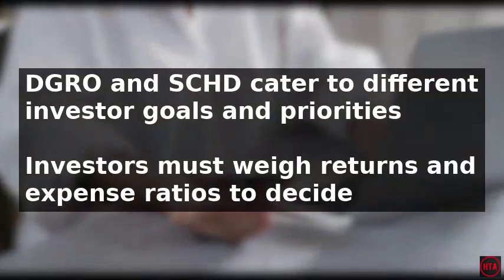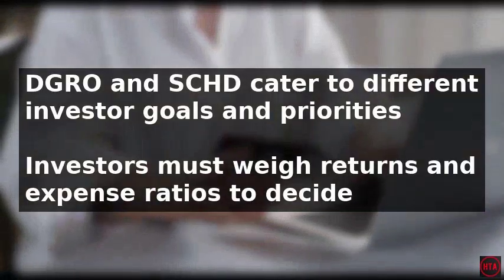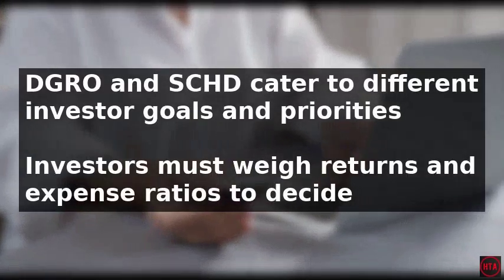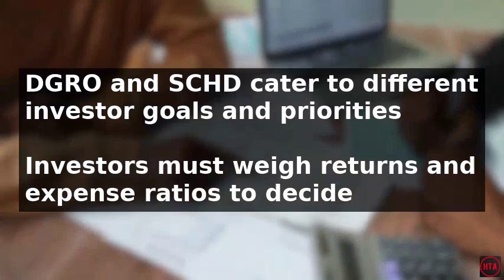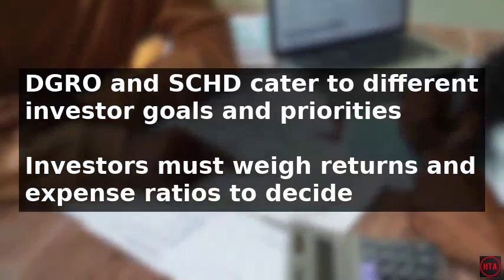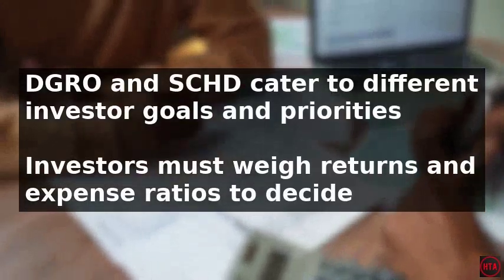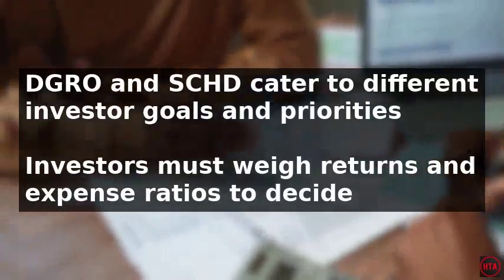Ultimately, determining which option is better depends on the investor's goals and priorities. DGRO offers better returns, while SCHD has a lower expense ratio. Investors must weigh these factors to decide which option aligns with their investment objectives.